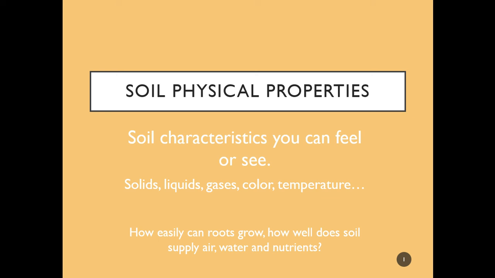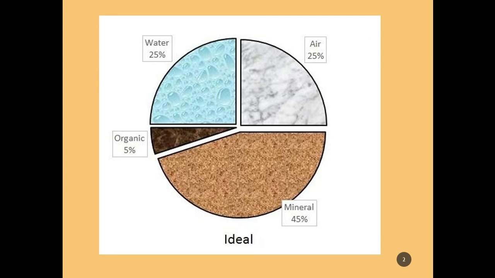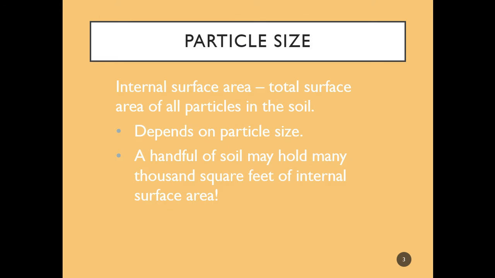So how easily can roots grow? How well does the soil supply air, water, and nutrients to our plants? First, we'll revisit our ideal soil. Remember that we have about 50% pore space and 50% solids. Pore space is spread between water and air, and solids is spread between organic and mineral.